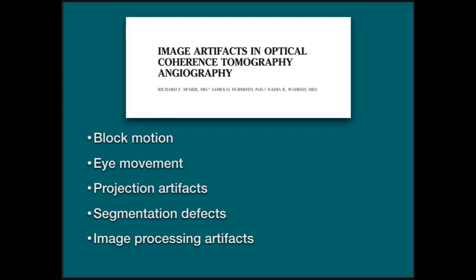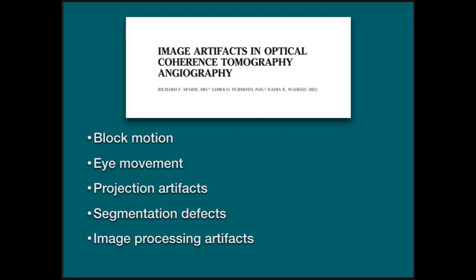Here's a very good paper that goes through all the potential artifacts that you get in OCT angiography. Some of them, in summary, are block motion, so the eye will move as a whole, or the patient will move as a whole during the scan. There are microsaccades that happen during testing. Some of the OCT instruments can use eye tracking to minimize that, but with eye tracking on, it does slow down the scan rate significantly.